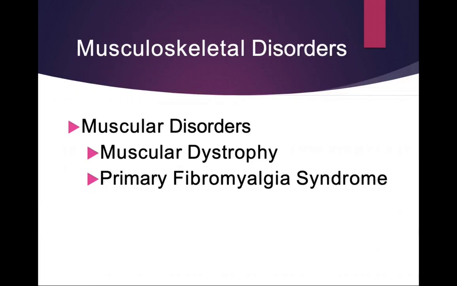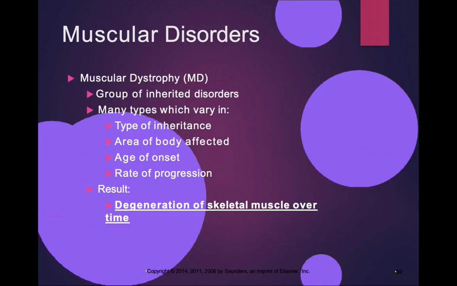All right, let's look at muscular disorders, muscular dystrophy and fibromyalgia syndrome. There is another condition in terms of bones, that's osteoporosis, but that'll be discussed in one of your case studies, okay? Let's look at muscular dystrophy. It's a group of inherited disorders. There are many different types. It varies in the type of inheritance, the part of the body that's affected, the age of onset, and how fast it progresses. But the result is degeneration of the skeletal muscle over time.